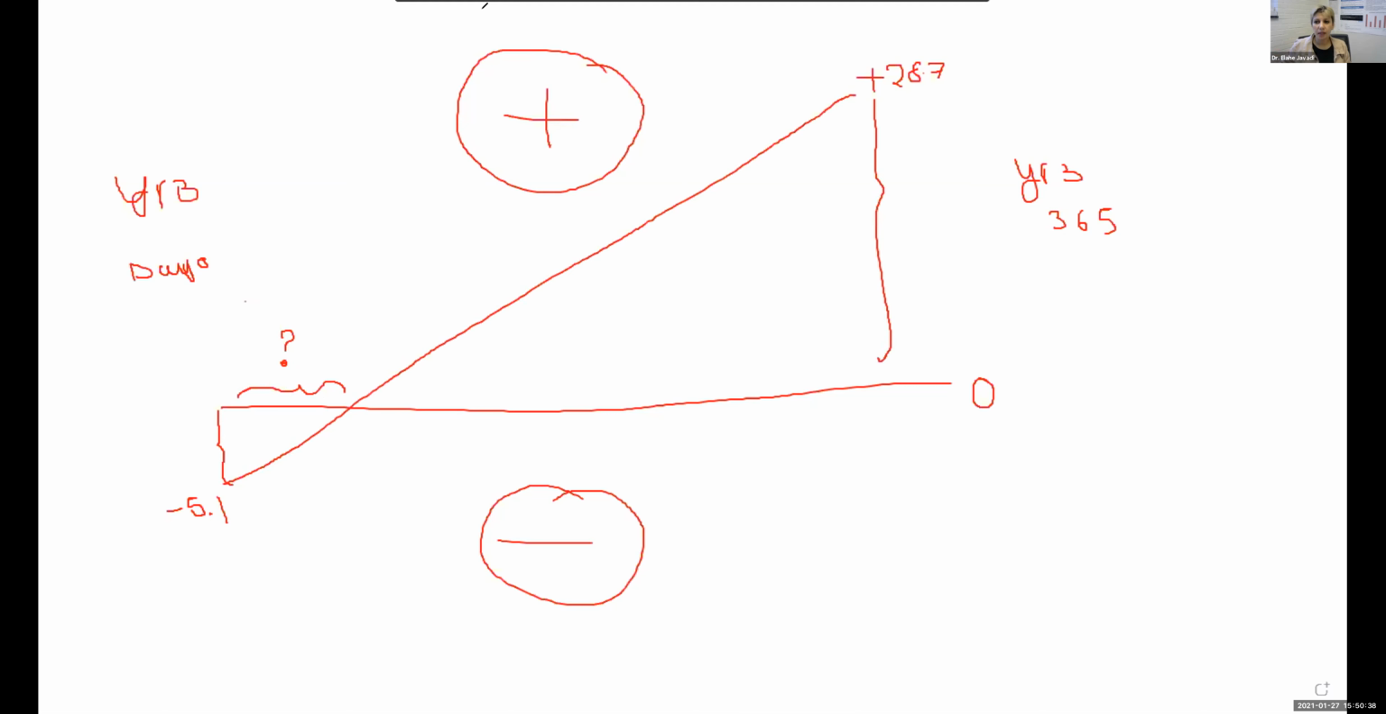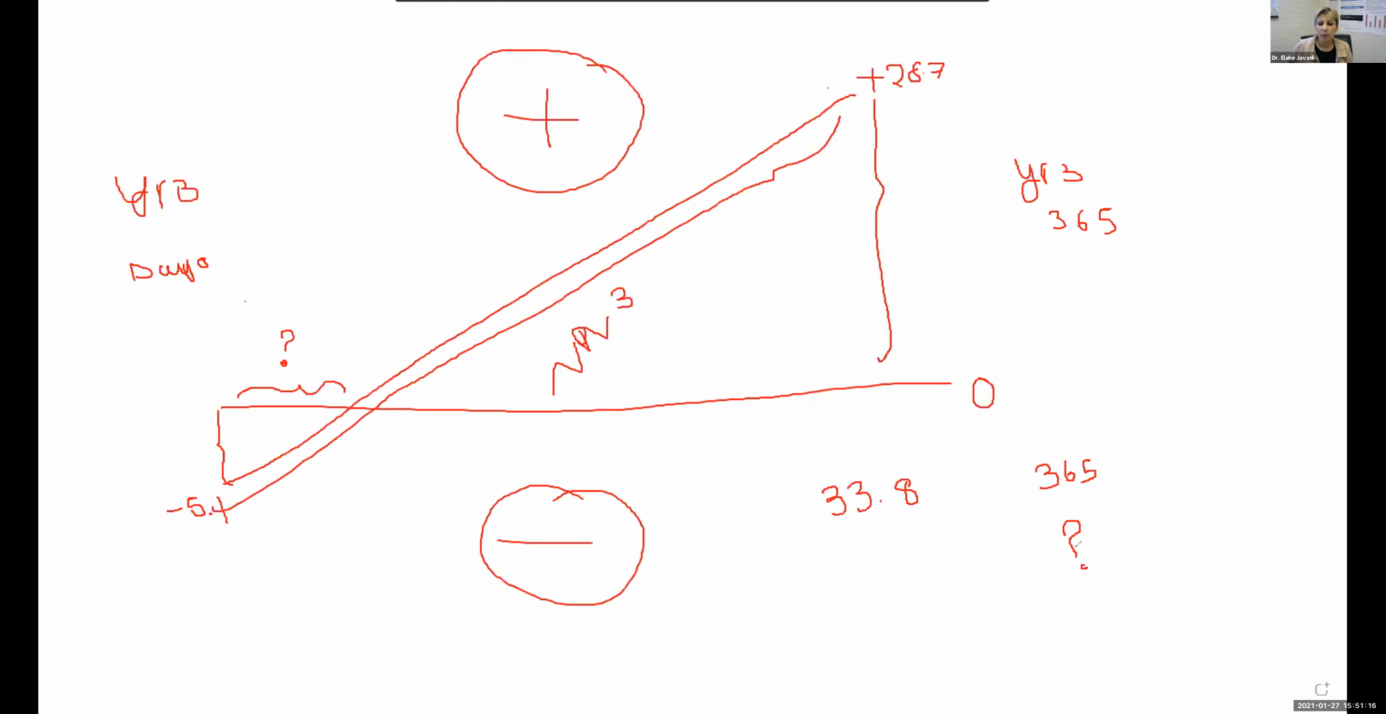This is what I'm going to say. I went from minus 5.1 to 28 plus 7. Oh, that's the whole earning. That's going to be the whole NPV for year three. That's how much the net present value was for year three. And let's just do the calculation, 33.8. So I made this much money during 365 days.